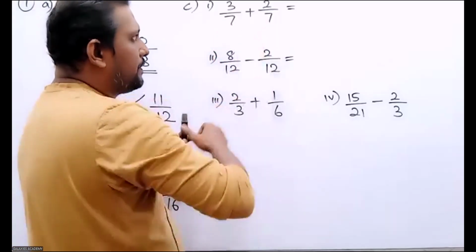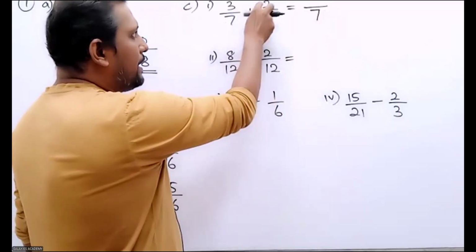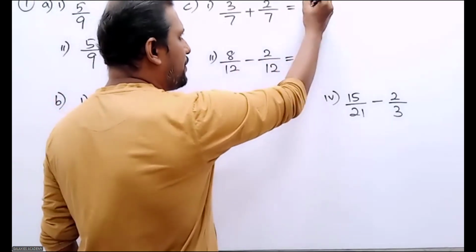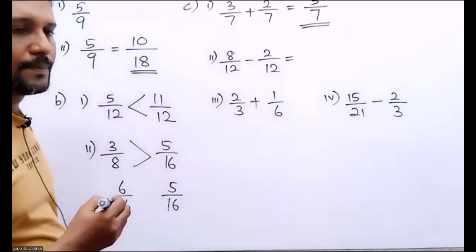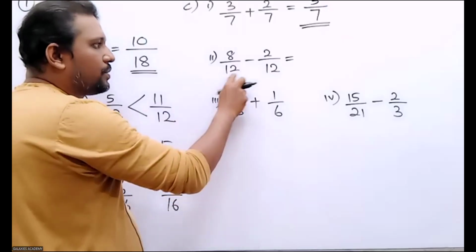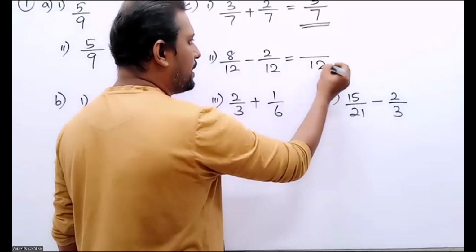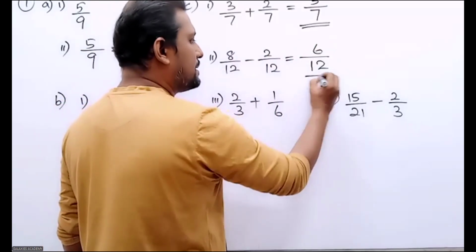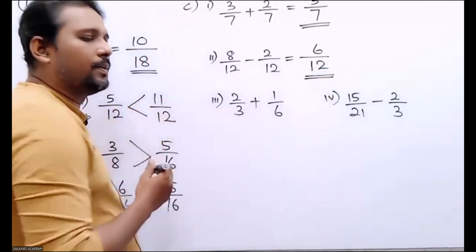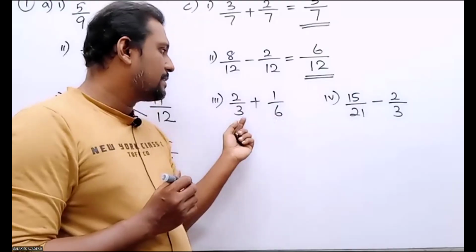Denominators are equal. So the answer denominator is the same, 7. 3 add 2, 3 plus 2 is 5. So the first part, 5/7. The second part also has equal denominators. So the answer denominator is the same, 12. 8 minus 2 is 6. 6/12.